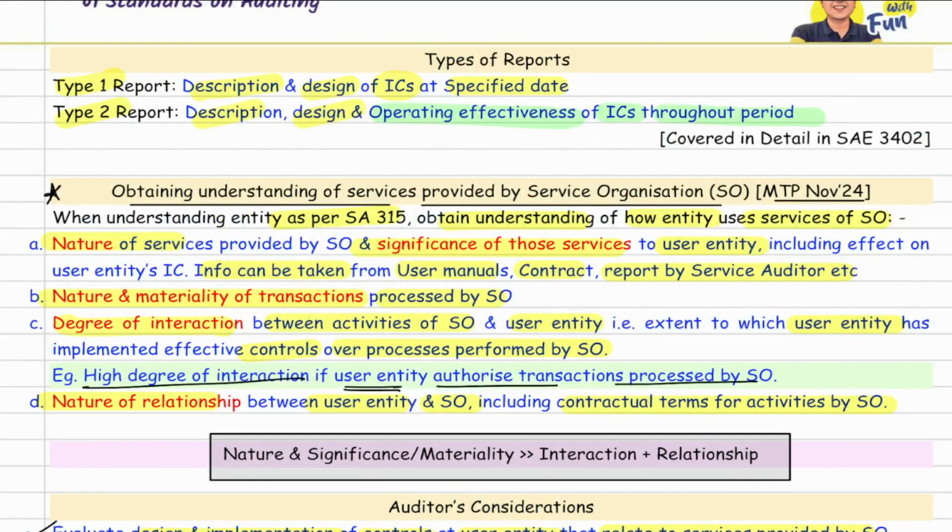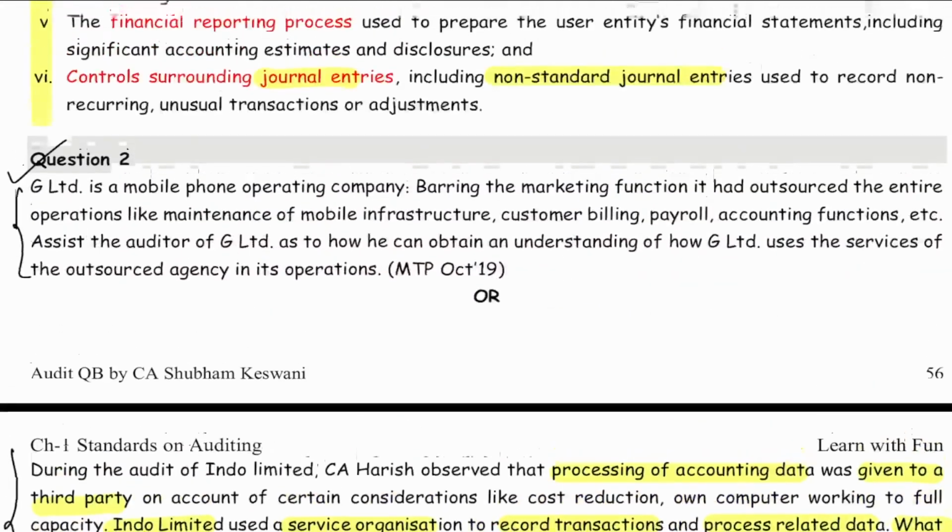Let's revise it again. Revision in the revision. Nature of the services and significance of the services. You can take this understanding from user manual, contract, and service audit report. Then nature and materiality of the transaction. These services are related to processing of which transaction. Degree of interaction. ICAI has given an example. It will be a high degree of interaction if the user entity is authorizing the transactions processed by SO. And lastly, you see the nature of relationship. That means what are the contractual terms. Okay, okay, sir. Now let's do the question from the question bank.